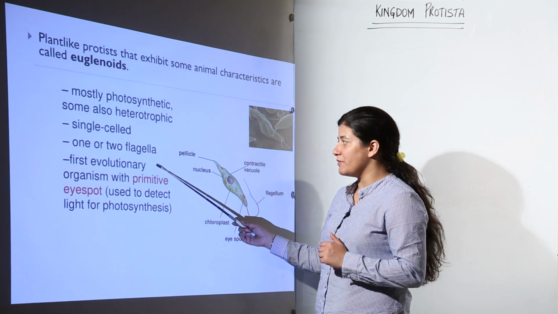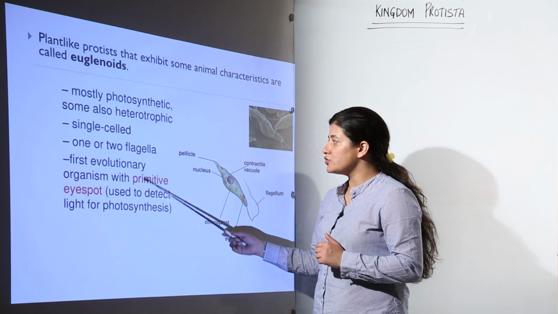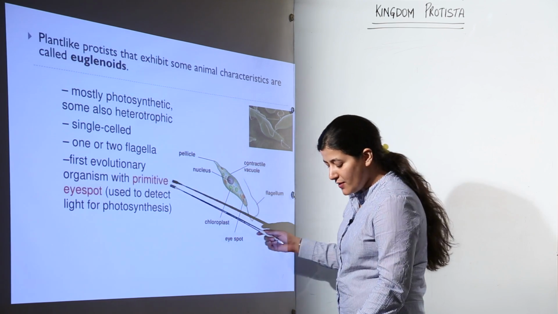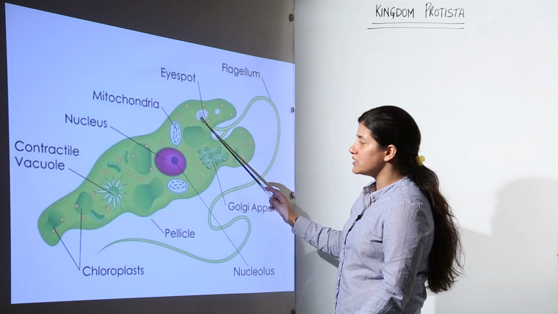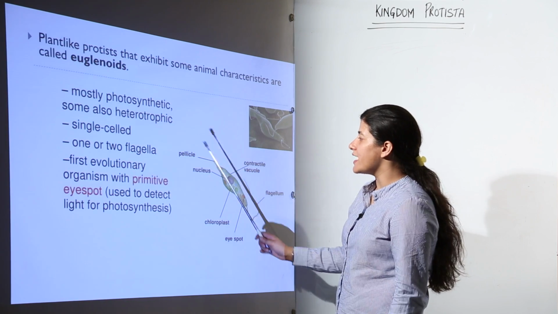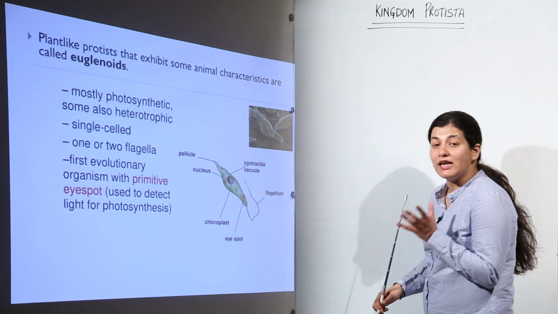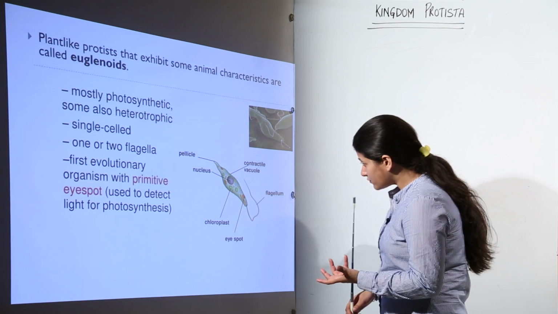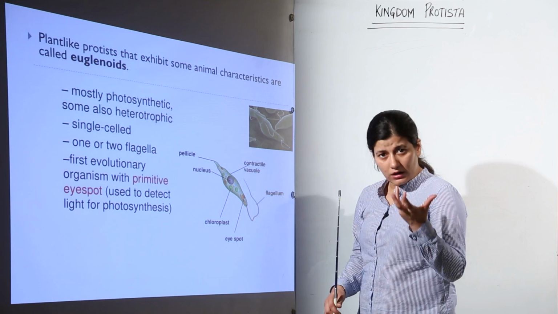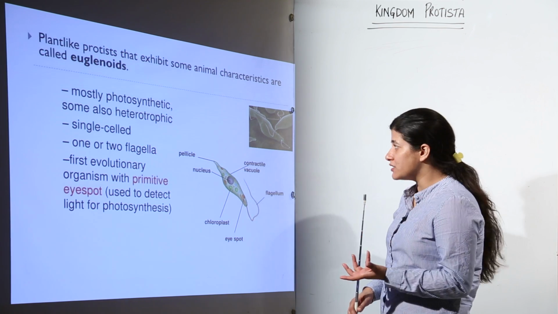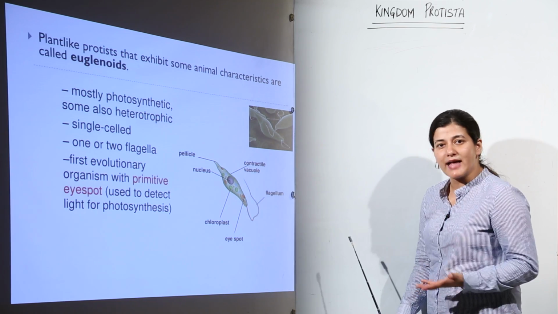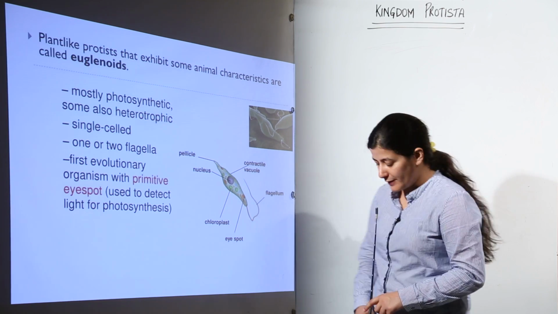One or two flagella may be present. The first evolutionary organism with a primitive eye spot. Now, we had seen that there was an eye spot present. What is this eye spot meant for? This eye spot is for detecting the light for photosynthesis. That means the eye spot is also a handy organelle which is for photosynthesis only, and that points to their plant-like characteristics, and the typical example for euglenoids is Euglena.